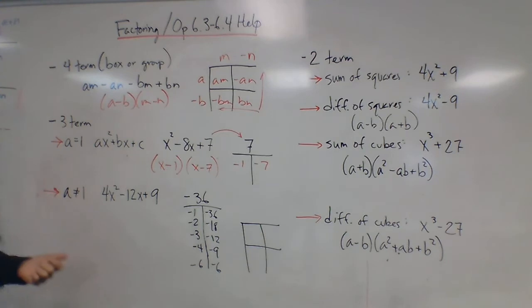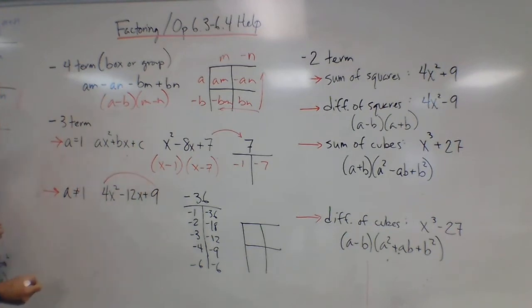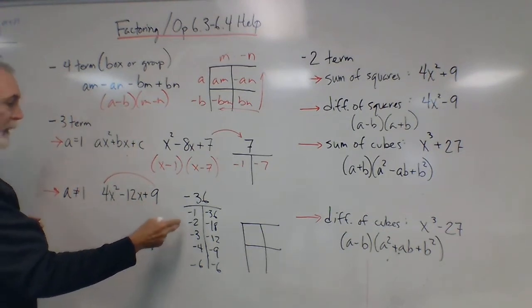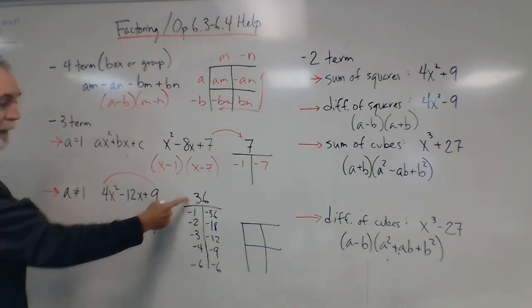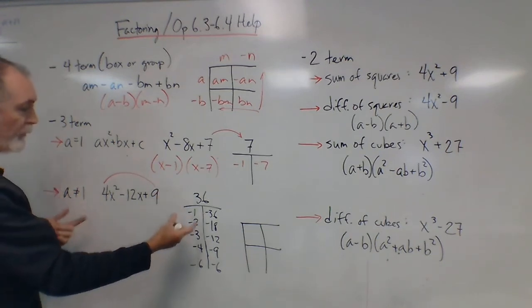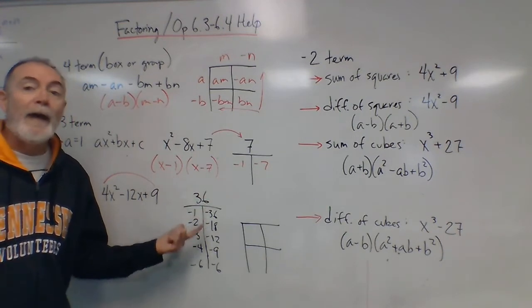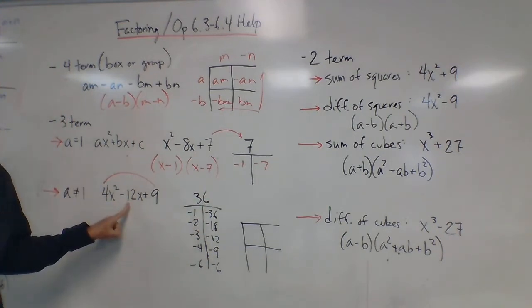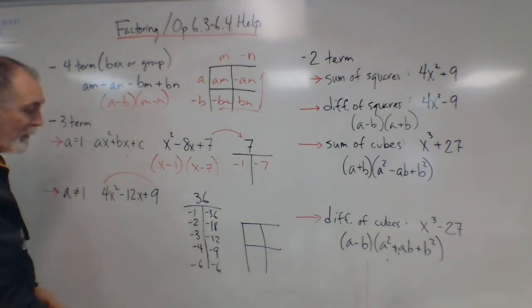Now, if I have a 3 term, but a is not equal to 1, like here where a is equal to 4, there's a bit more complexity. I have to multiply these 2 things together, 4 and 9. I'm going to get 36. So now I'm looking for factor pairs of 36. If I multiply them together, I get positive 36, but if I add them together, I get negative 12. In this case, they have to both be negative for that to happen.